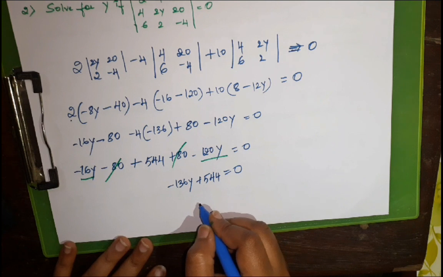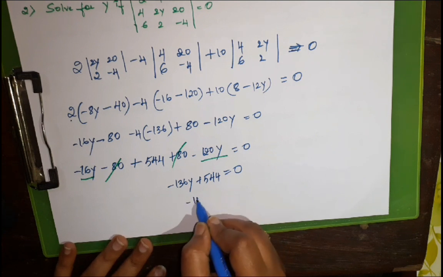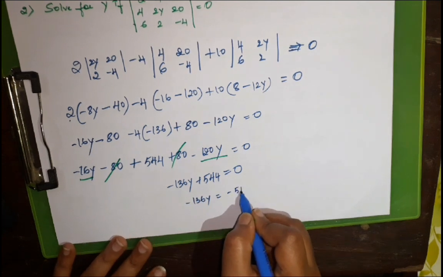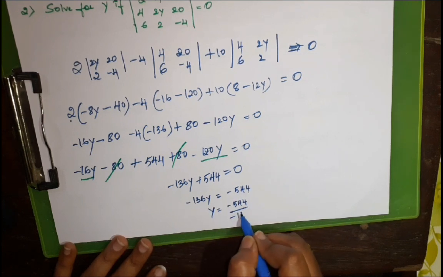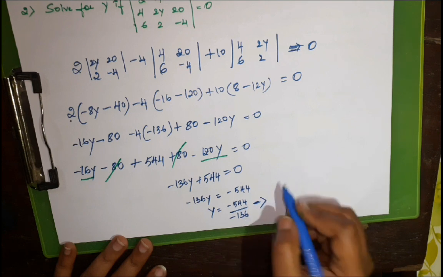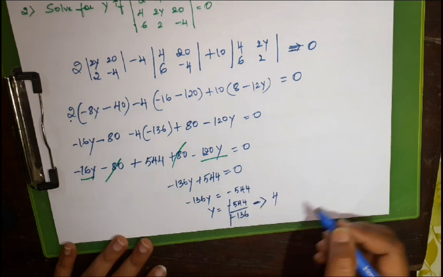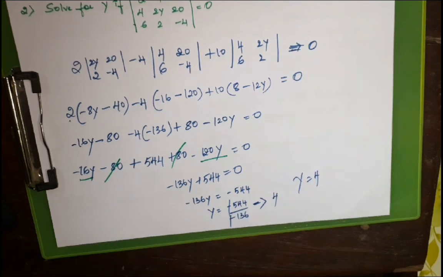So 136y is equal to minus 544. Y is equal to minus 544 divided by minus 136. So that is equal to 4. Minus will get cancelled. So the value of y is equal to 4.